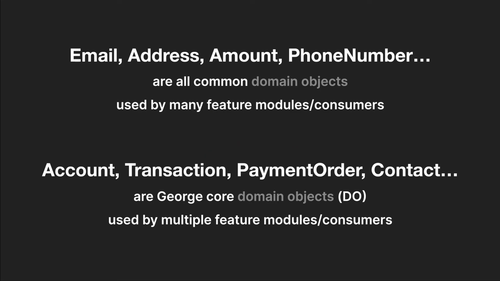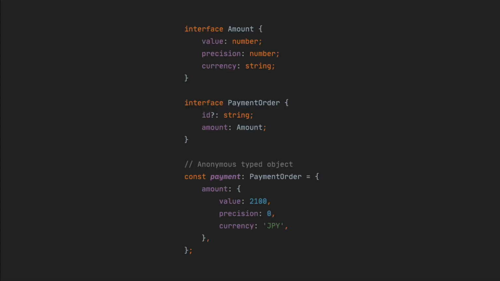So email, address, amount, phone number, all are kinds of domain objects, and they are used by many feature models. And we also have core domain objects: account, transaction, payment order, contact. There are so many, I think more than a dozen such core domain objects people are operating with. Since in JavaScript, as I mentioned, we don't use classes, it's very hard to tie business logic to an anonymous typed object. So you cannot implement methods there related directly to amount or payment order or email or so.